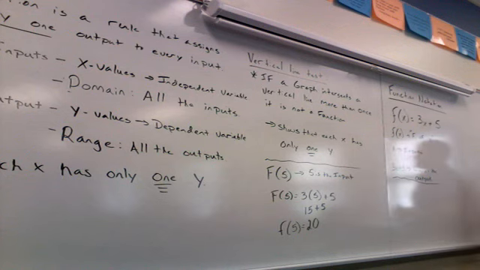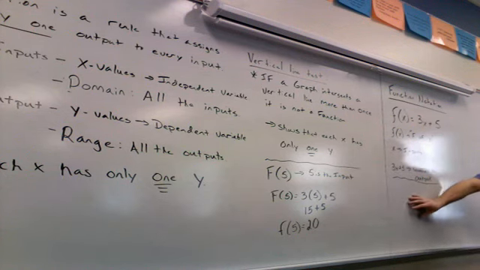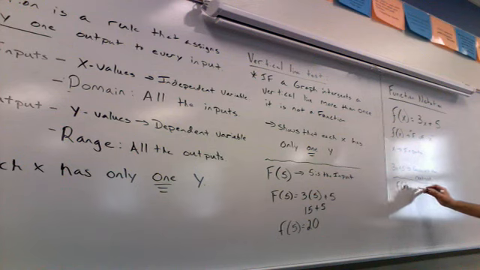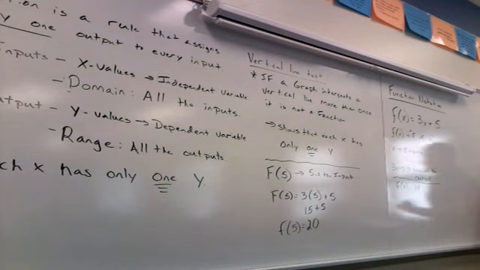Does that make sense? Aaron, does that make sense? Yeah. Okay. So another way they can use this function notation is they can write F of X equals 10. What does that mean? Is the input 10 or the output 10? Output is 10.